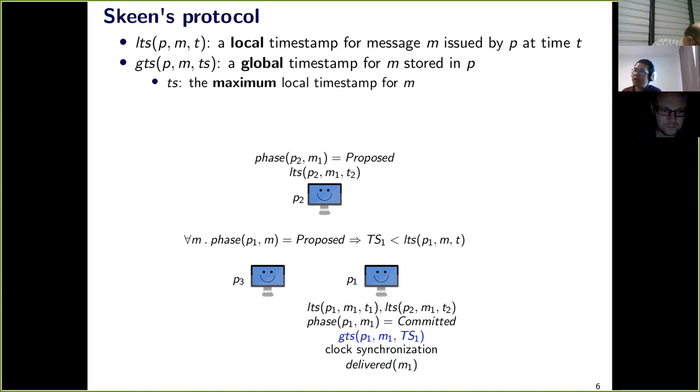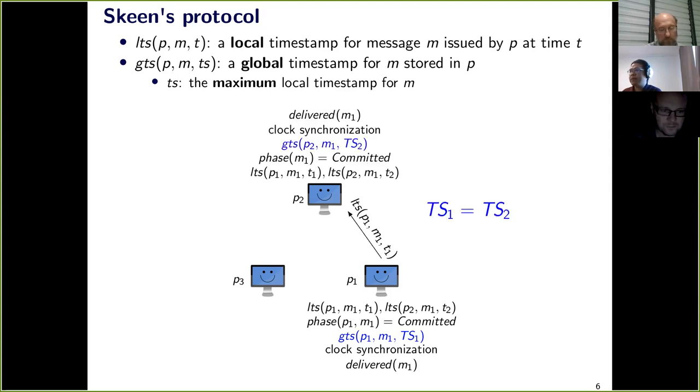And finally, it checks the condition in the centre from message M that it proposed before: if the global timestamp for M1 is less than its proposed local timestamp for M. P1 checks this condition, and because this condition is satisfied, P1 delivers M1. And later, P1 sends its local timestamp to P2.